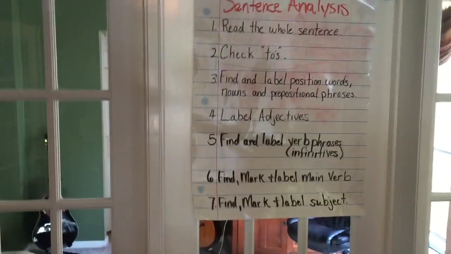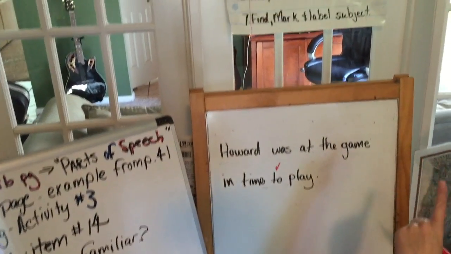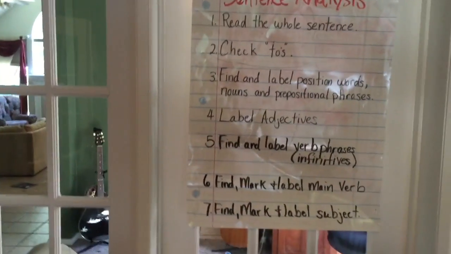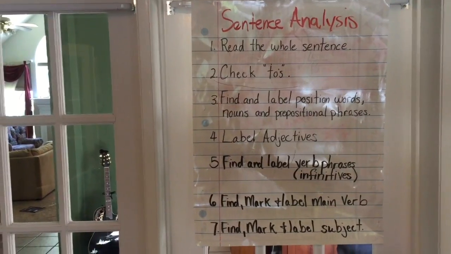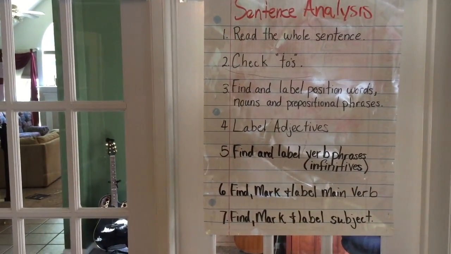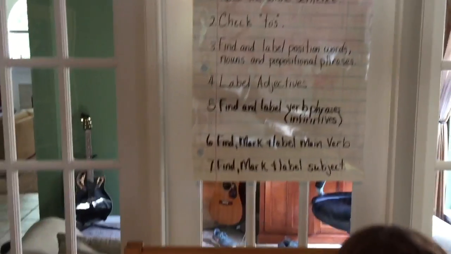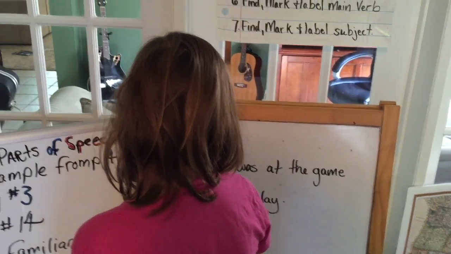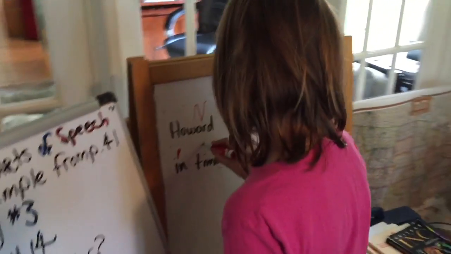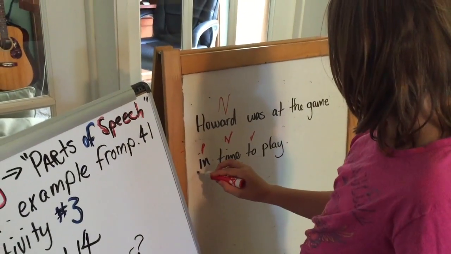Check for twos. Good. Then label. Find and label preposition words, nouns, and prepositional phrases. Okay, so preposition words. This is a noun. What did you mark? Okay, good.